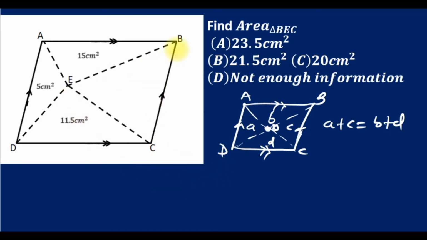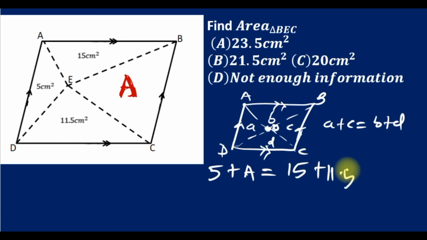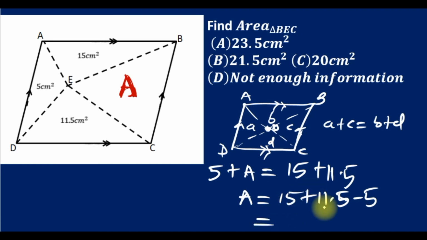So if you call the area of BEC A, we now see that 5 plus A must be equal to 15 plus 11.5. So A is 15 plus 11.5 minus 5, which is 26.5 minus 5, which is 21.5. So our answer is option B.